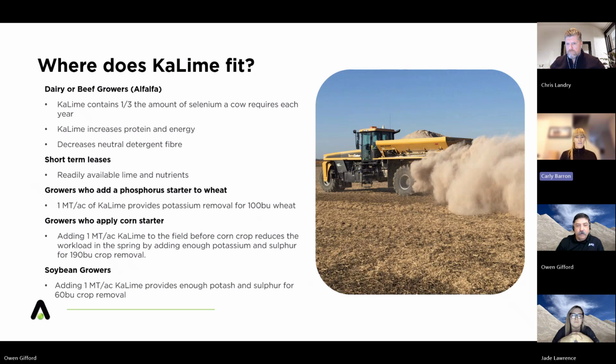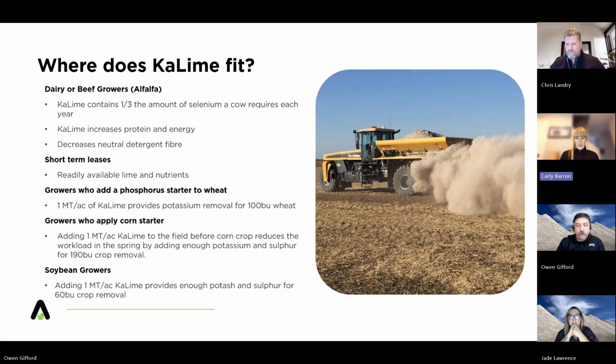So where does Kalime fit with your growers? A big one would be dairy or beef growers that grow alfalfa. Kalime consists of 1/3 of the amount of selenium that a cow requires each year, so the nutritionist usually takes that into effect when making a ration. Kalime increases the protein and energy and also decreases the neutral detergent fiber in alfalfa.